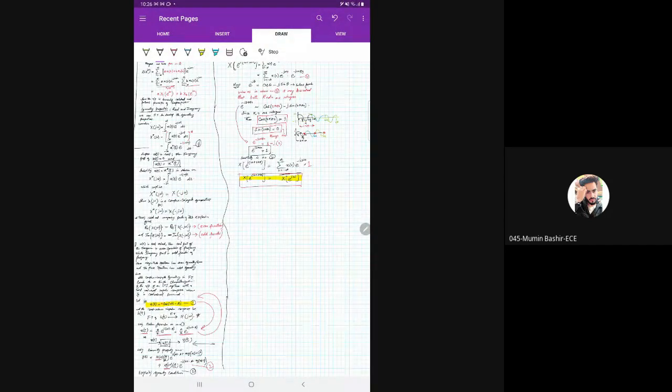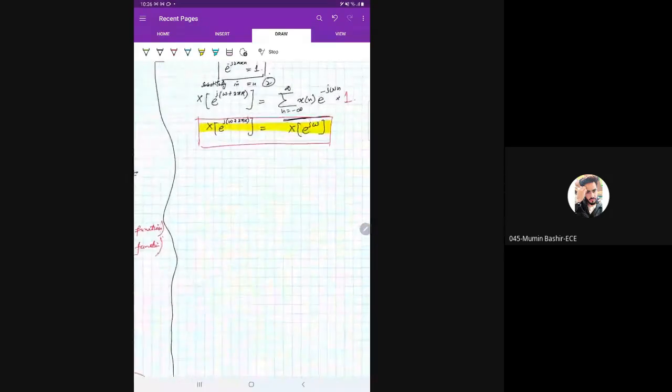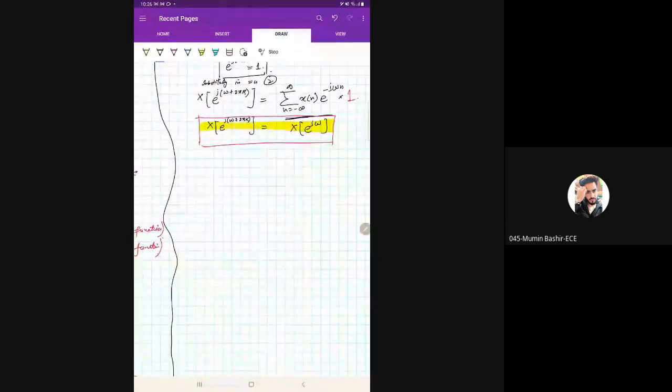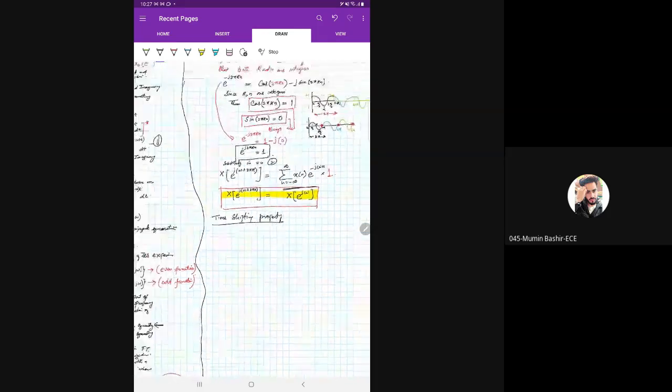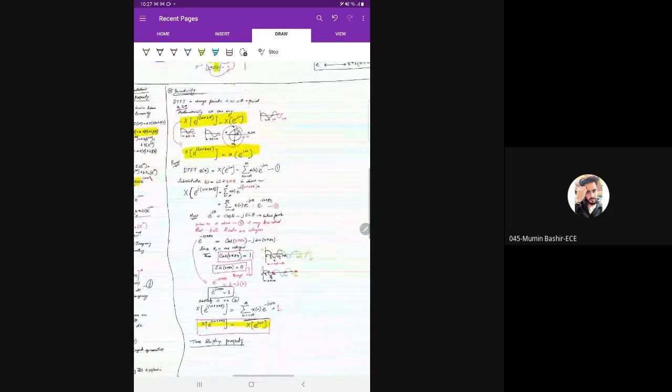Second would be time shifting property. Let us discuss time shifting property. अब देखिए, जो ये पीरियोडिसिटी है, मैंने ये दिखाया इन व्हाट केस, डिस्क्रीट टाइम फोरियर ट्रांसफॉर्म के केस में.